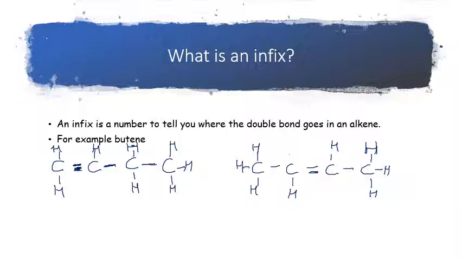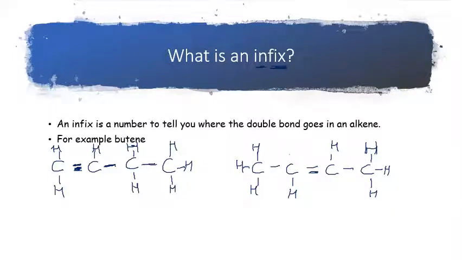We can have the double bond after carbon 1, or we can have the double bond after carbon 2. And chemists need to know which molecule they're talking about, or they're going to be using in experiments or as a reactant to make future products. So to state where the double bond is fixed inside the molecule, we use an infix. It's where the double bond is fixed in the molecule. And we use a number to state where that double bond is fixed in the molecule.